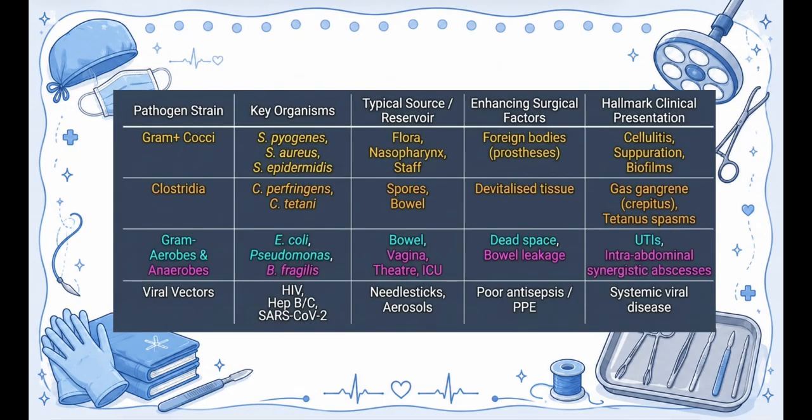Synthesizing everything we have covered leaves us with this complete diagnostic matrix. Every single concept is deeply linked. We can map the specific pathogen strains. We can track their typical endogenous or exogenous reservoirs. We understand the surgical factors that enhance them and their hallmark clinical presentations. This matrix combines the pathogen, the source, the decisive window, and the host's vulnerability into one comprehensive, cohesive tool.